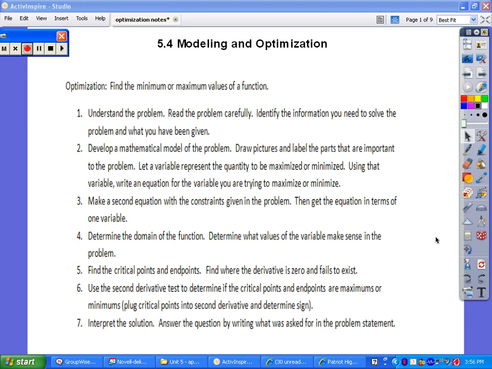You're going to need a second equation, generally with the constraints given in the problem, and you always want to get the problem in terms of one variable.